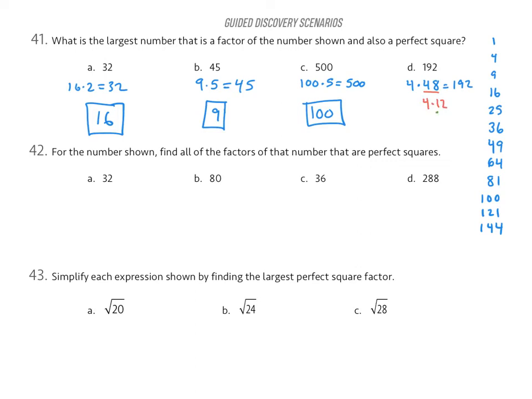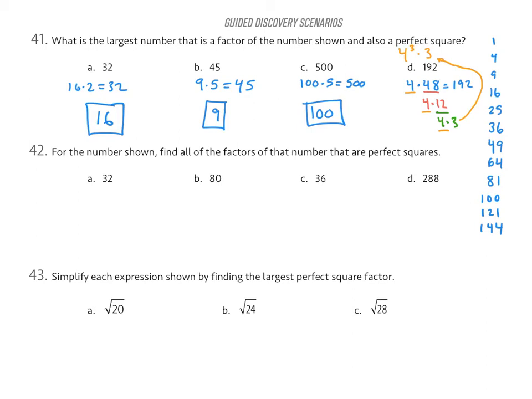Now, how about this 12? Does 12 have any perfect square factors? It does. 12 is 4 times 3. Now look at all of these 4s that we have here. We have 3 4s that we found that are factors of numbers that divide into 192. 1, 2, 3. So that means 4 to the third power times that 3 remaining, this right here. 4 to the third power times 3 is 192.